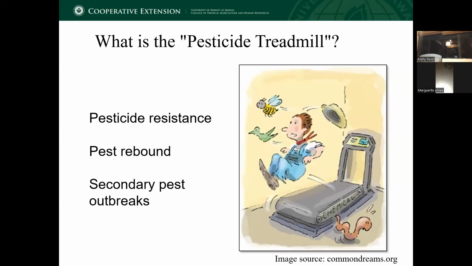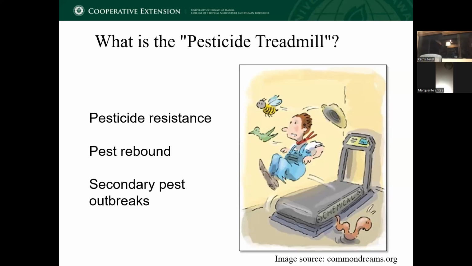And what you find is that over time, you might need to use more frequent sprays, larger quantities, or stronger chemicals, because in some cases you have things like pesticide resistance that accumulates if you're using the same chemical or the same mode of action over time. Pest rebound in some cases.